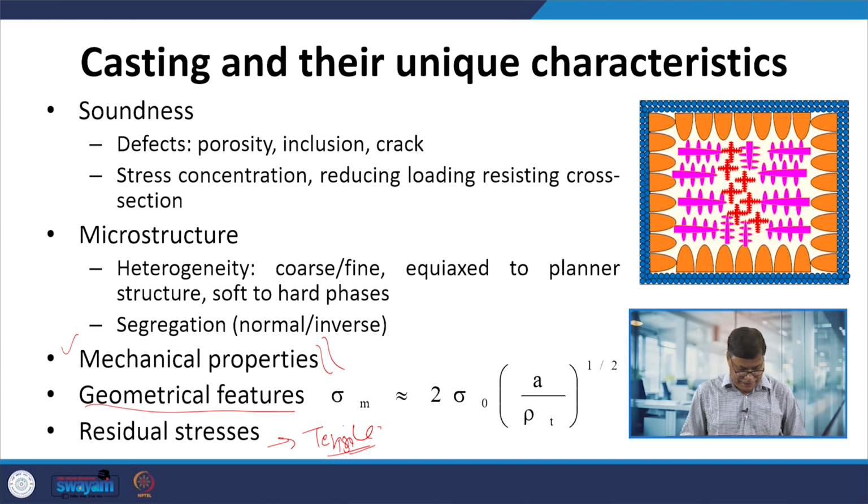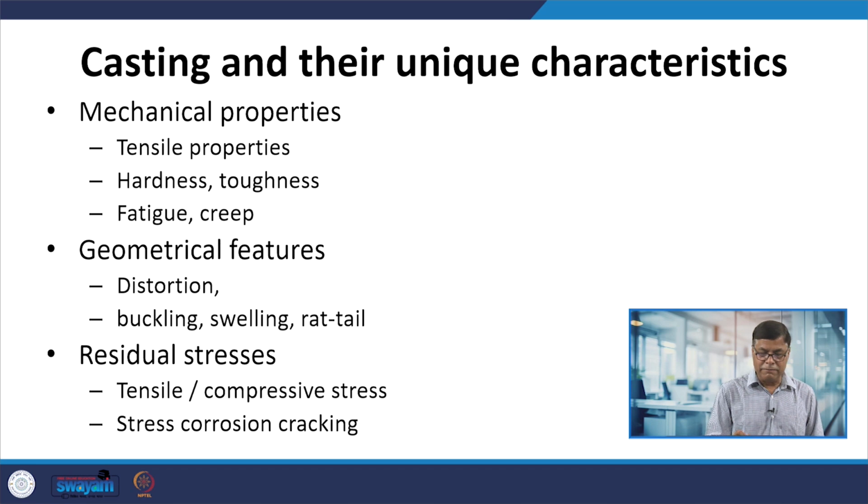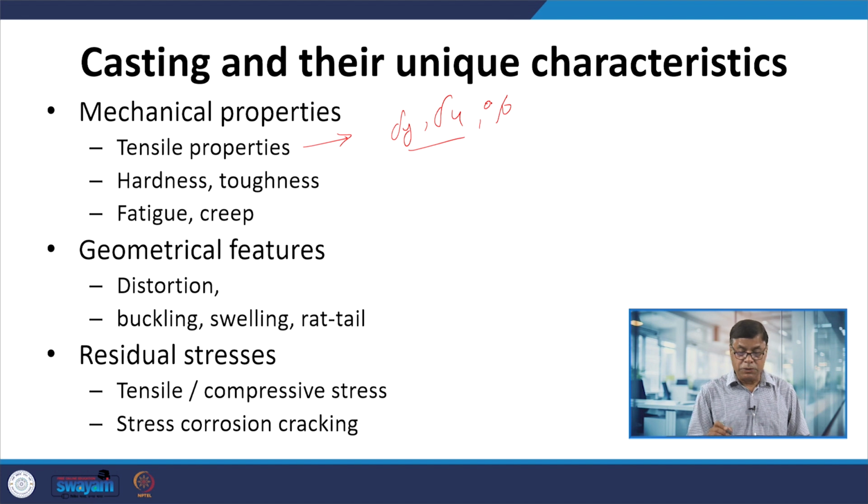So, if we see here, the mechanical properties of the casting, in general tensile strength, which may be in terms of the yield strength and ultimate strength or percentage of ductility. So, these properties in case of cast products are a little lower than the components made by the other approaches of manufacturing, like forming.